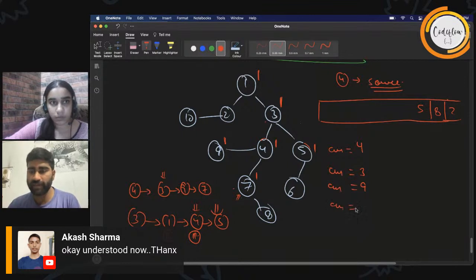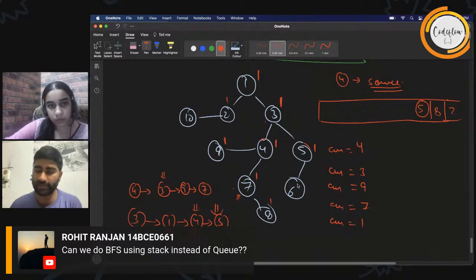So after 9, where did we go? We went to 7 and we went to 1, right? Yeah. So in 1, 2 will be pushed, right? And it will be marked as visited, right? And now what we'll do is we'll pick up 5, and 6 will be marked as visited, will be pushed back by my queue.